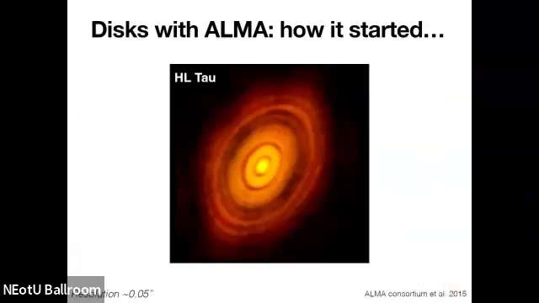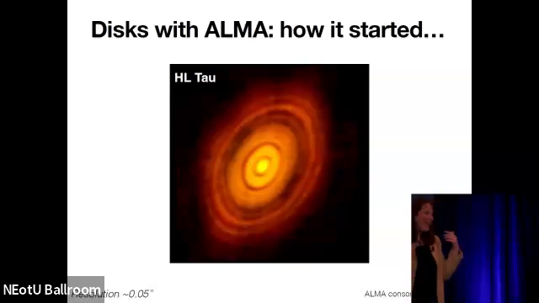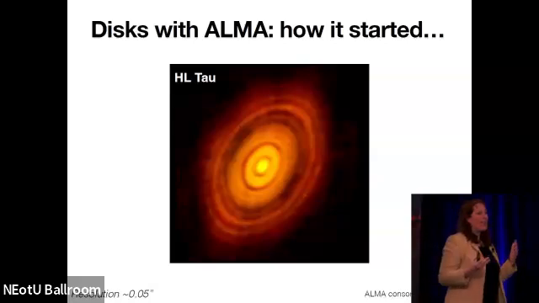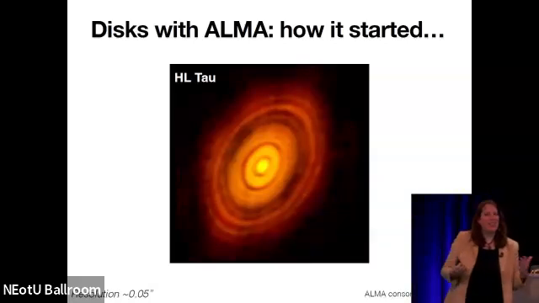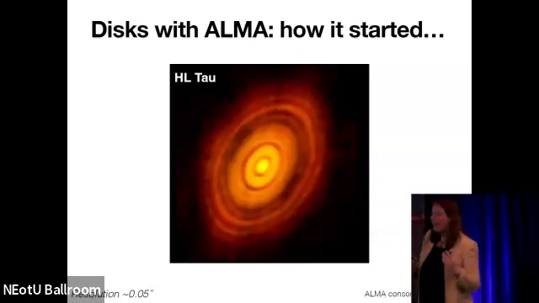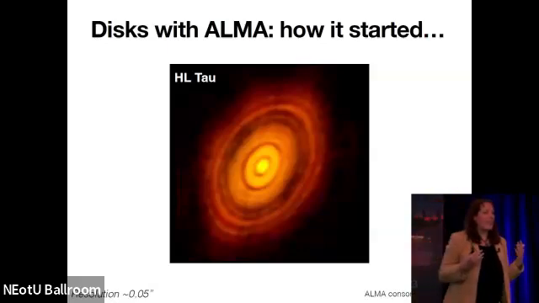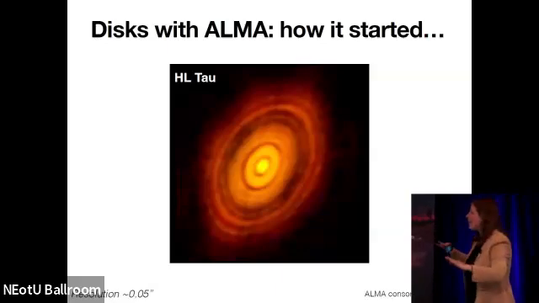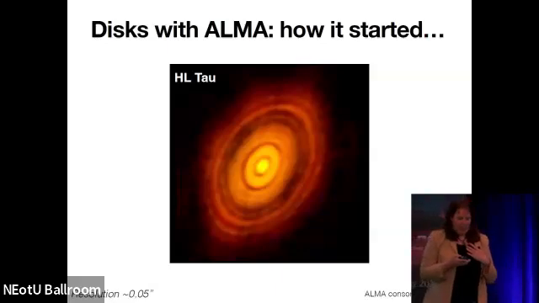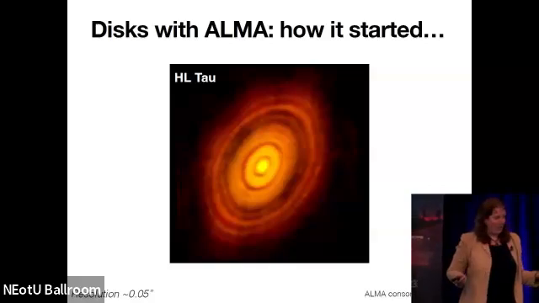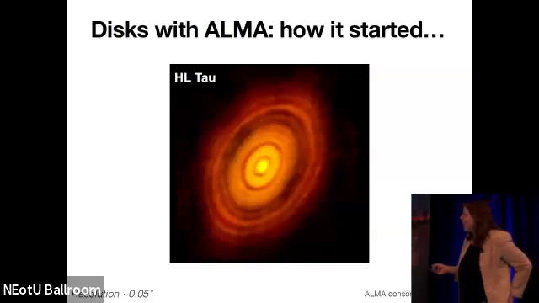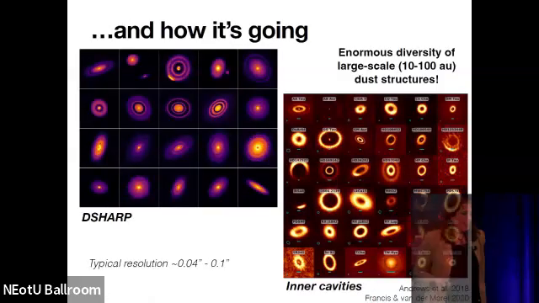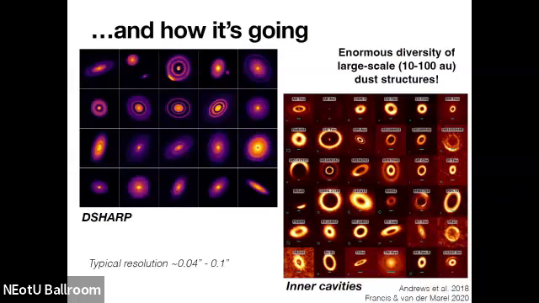Okay, then moving on to the disks. I always like to start with this very famous picture of HL Tau. This was the first image that was made with the highest angular resolution with ALMA, revealing that a protoplanetary disk is actually not smooth, but consists of many rings and gaps in the dust distribution. This is how it started back in 2015, and this is essentially where we are now.